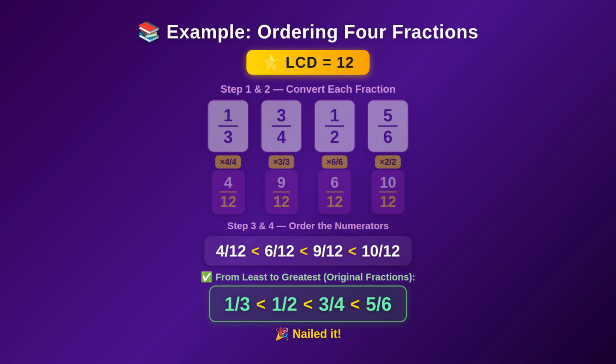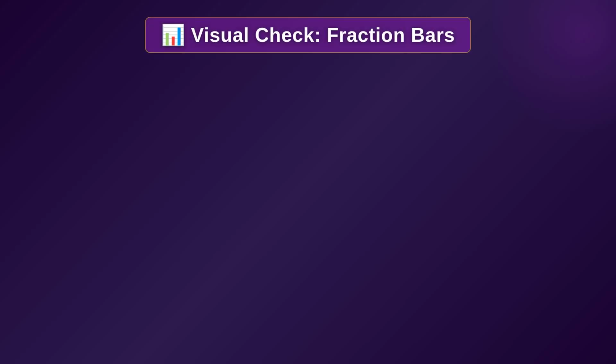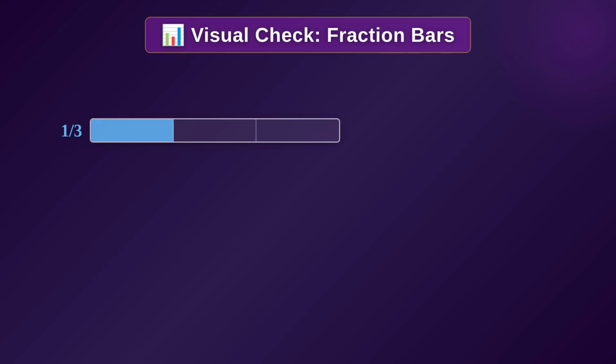Step 3. Order the numerators: 4, 6, 9, 10. Step 4. Rewrite using the originals: 1/3, then 1/2, then 3/4, then 5/6. From least to greatest, nailed it.